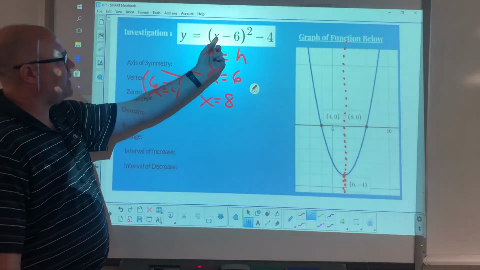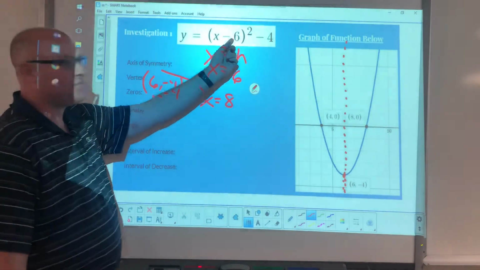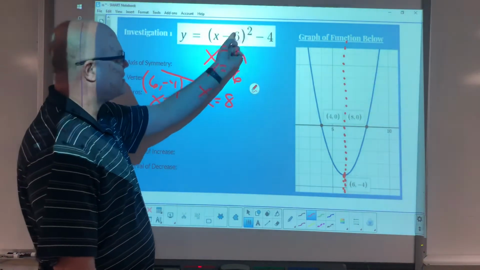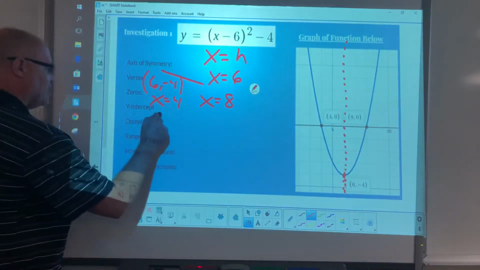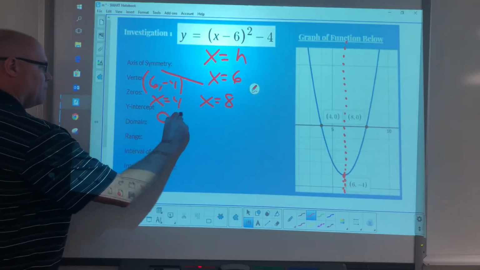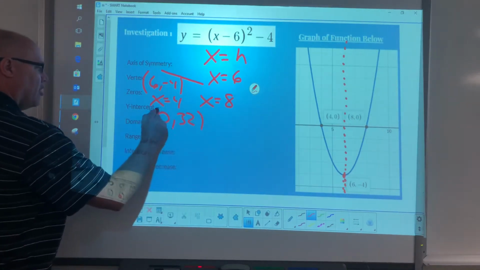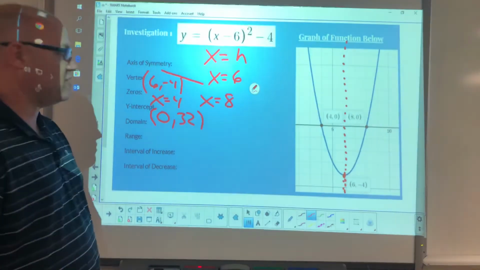0 in for x, I get 0 minus 6 is negative 6. Negative 6 squared is 36. 36 minus 4 is 32. So did you get that correct? Or did that stump you? 0, 32 is the correct answer there.